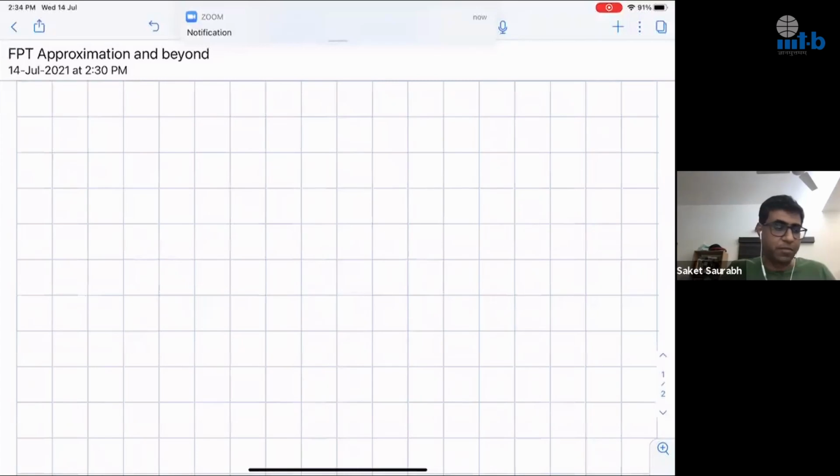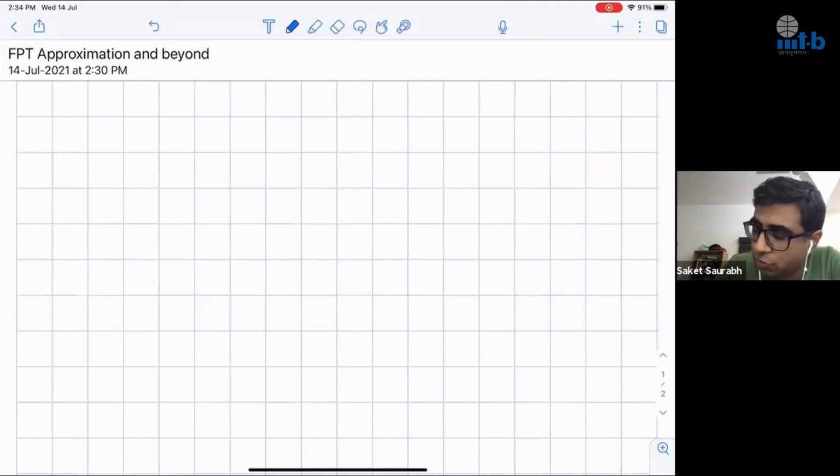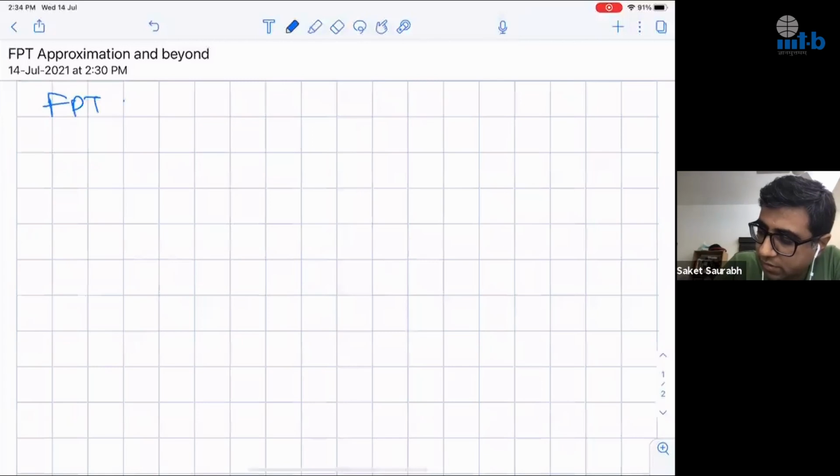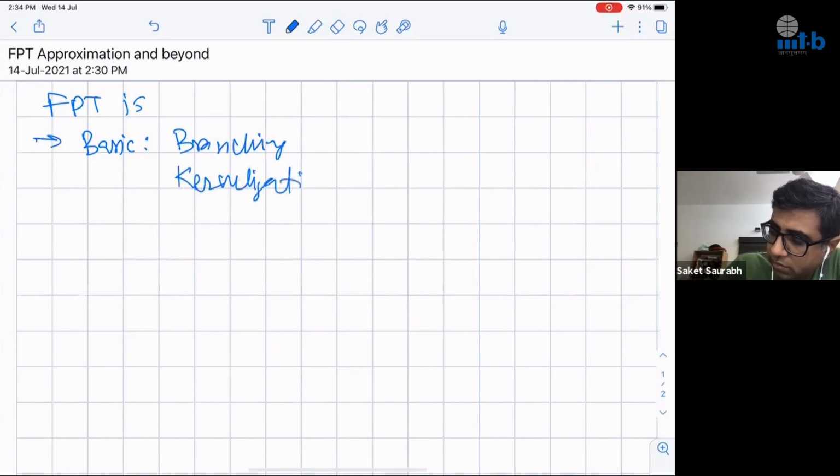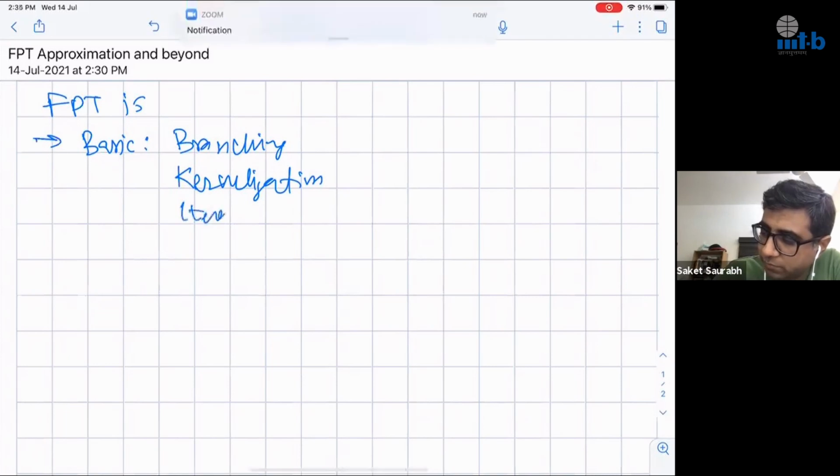So with the parameters of the lecture clear, let me tell you what I plan to do in today's lecture and the lecture after that. Yesterday, Pradisa taught you what FPT is, and she told you basic techniques like branching, kernelization, right? And she briefly talked about iterative compression.